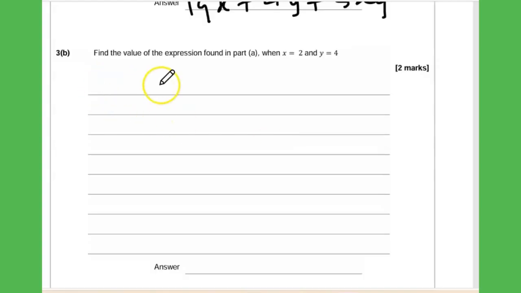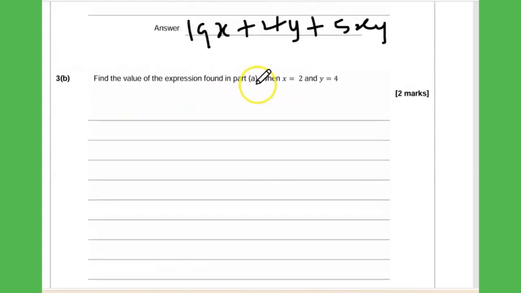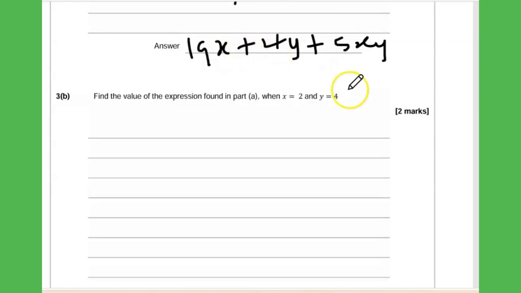And we go to the finding value of the expression. So we are using this to solve this. So I'm going to be substituting x and y into this. So I'm going to have 19. What is my x? X is 2.